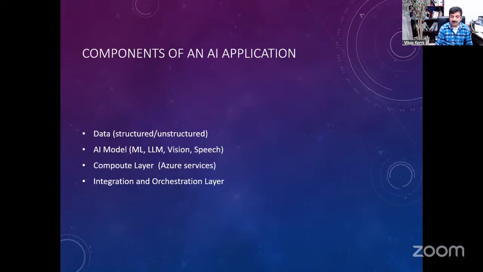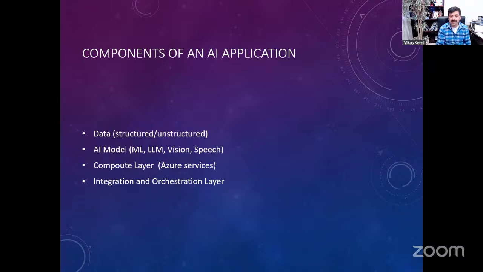Then your AI applications need some modeling. All of us know ChatGPT, and Anthropic's Claude is there. So we need some kind of model, which needs data to do some processing. Then we need a compute layer. There, Azure gives a lot of services like App Service, container-based services, and Kubernetes-based services. And finally there is the integration and orchestration layer, where the model and data work together to give some output to the business layer.